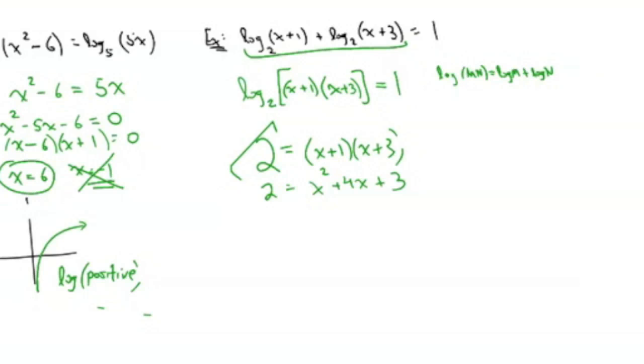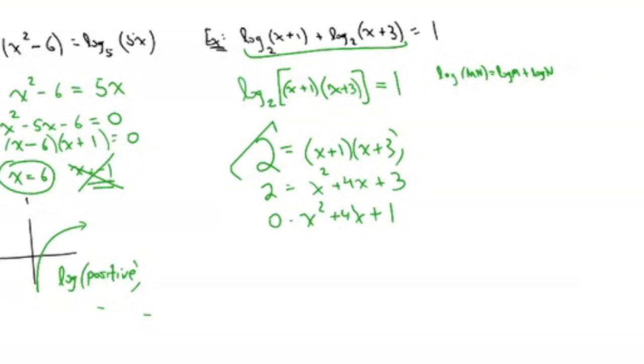How do you solve a quadratic? Move the 2 over, get it equal to 0. So you get 0 is equal to x squared plus 4x plus 1. Darn it. Are there factors of 1 that add up to 3 or 4? How do you want to solve it?